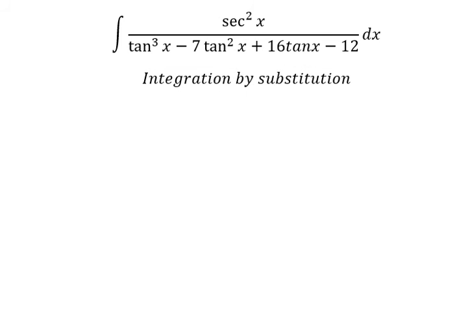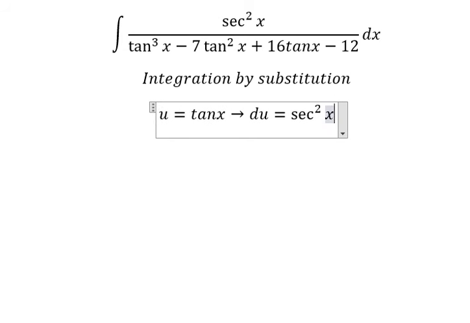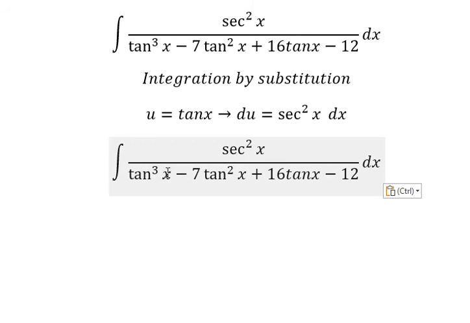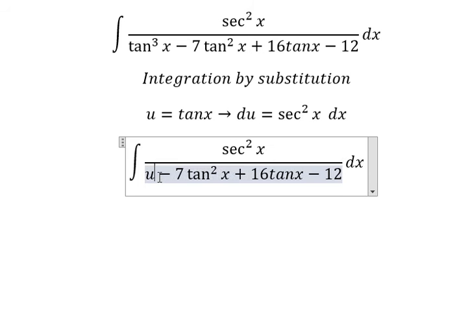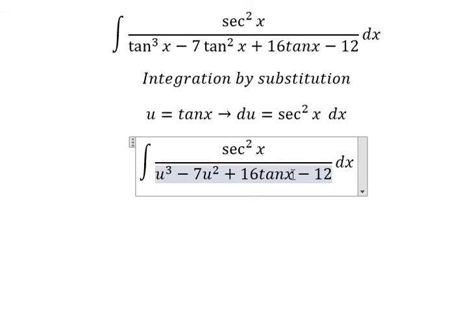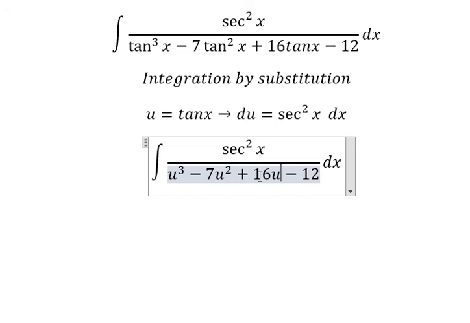So I will put u equals tan x. Later we need to take the first derivative of both sides, and we have du equals secant squared x dx. This one we change to u, and we have u to the power of 3. This one we have u squared. This one we have u. Secant squared x dx we change to du.